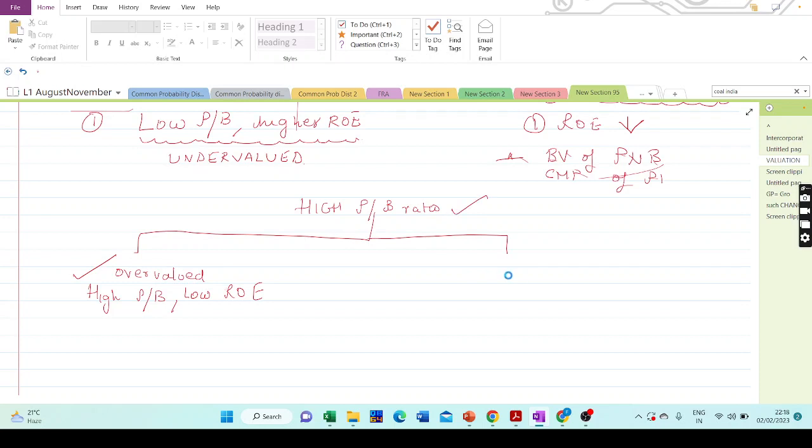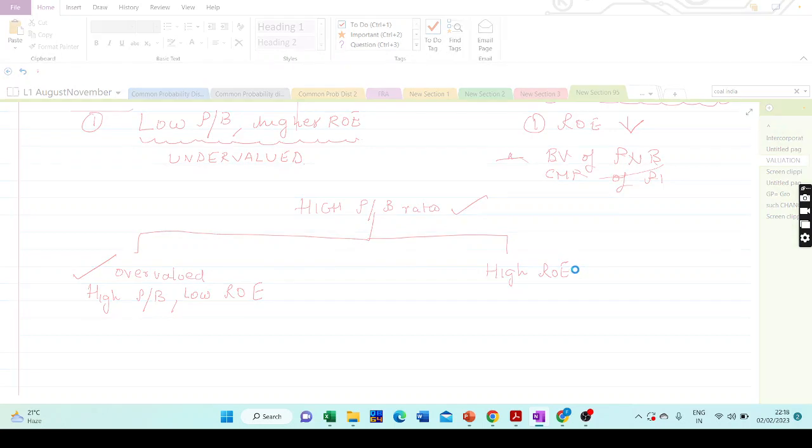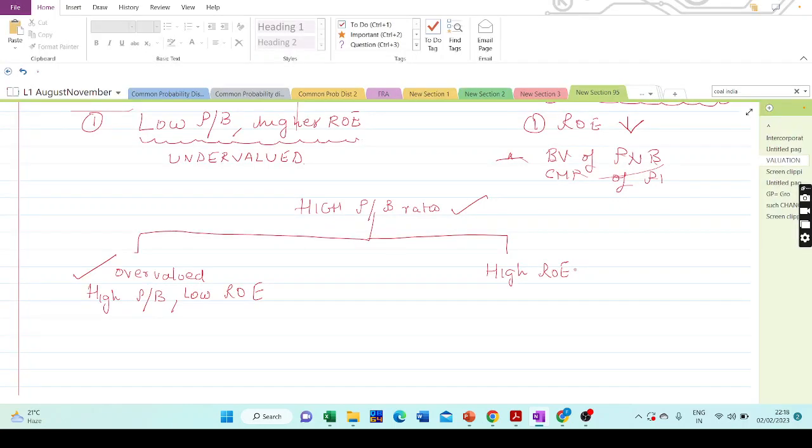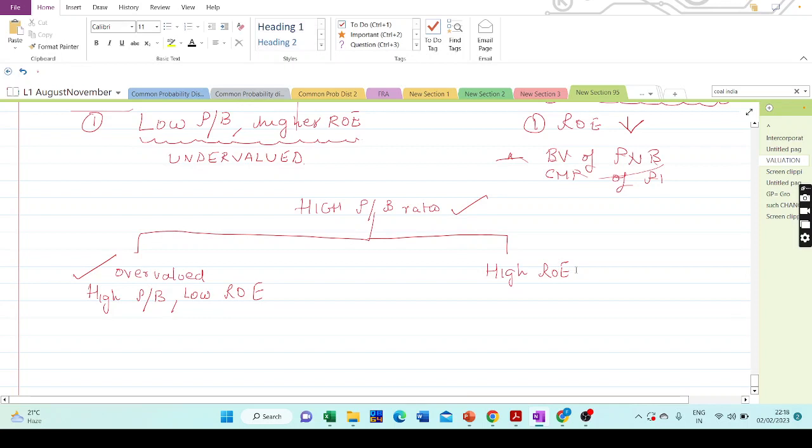Stocks with high ROEs would have higher price to book, right? Investors are willing to pay more per dollar of book value for such stocks, because the company has a higher ROE, it is generating more income per dollar of book value. So guys, the broad idea is that a low price to book value does not mean that the stock is undervalued, right?